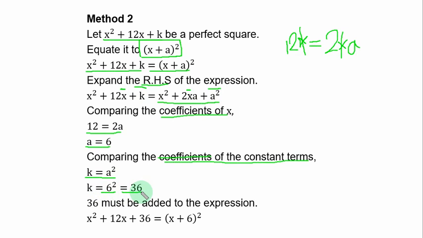So 36 must be added to the expression. So if you add 36 to replace k now, you have s squared plus 12s plus 36. And what is a? a is 6. So this is the complete factorization of that perfect square.